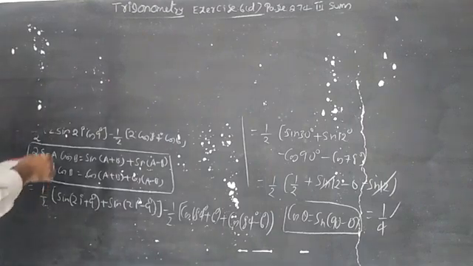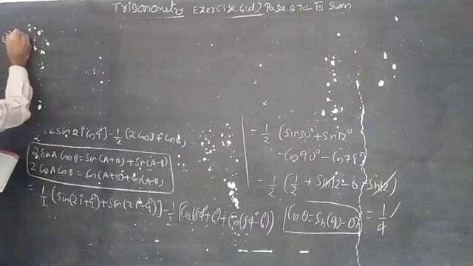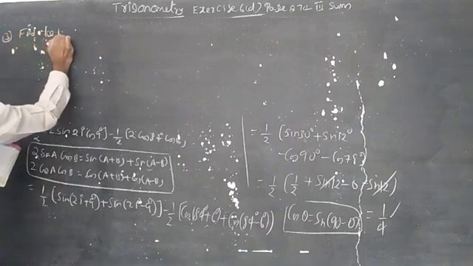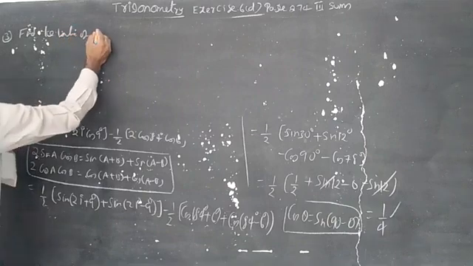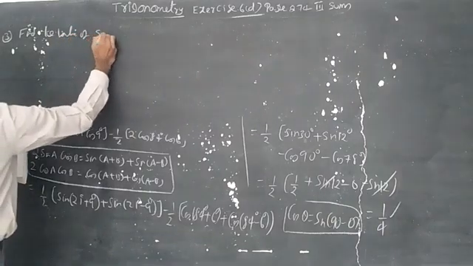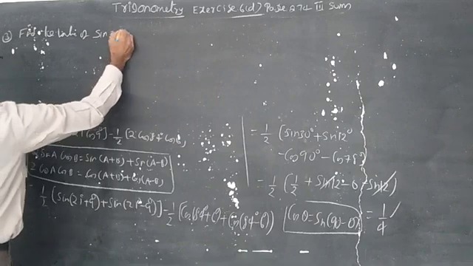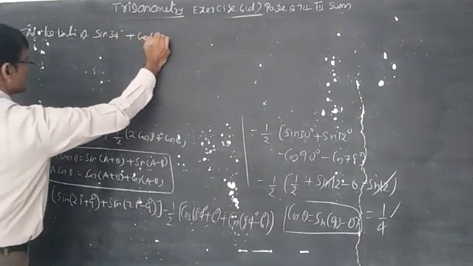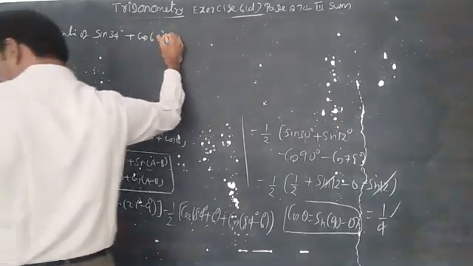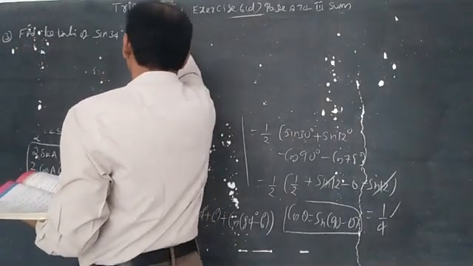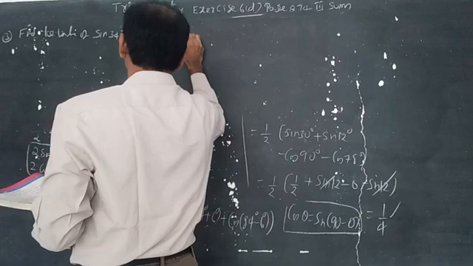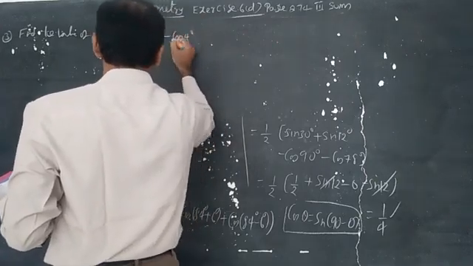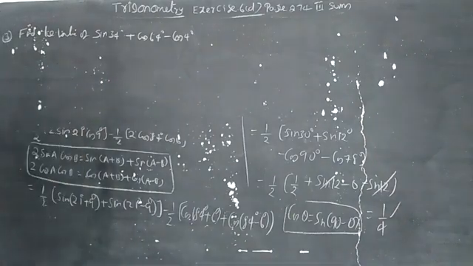Now the third question is there. Find the value of sin 34 degrees plus cos 64 degrees minus cos 4 degrees.